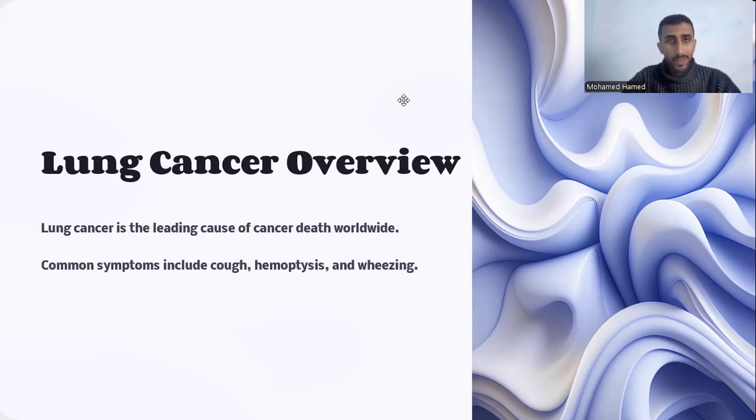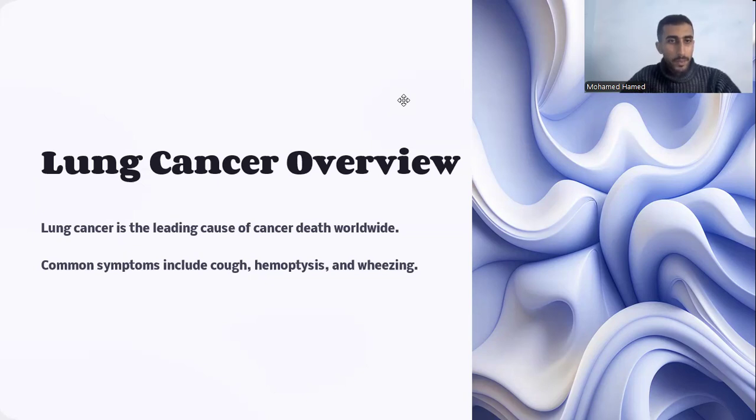There are common symptoms of lung cancer, such as cough, hemoptysis, wheezing, weight loss, and cachexia, but they are not very specific for lung cancer. For example, hemoptysis may be found with pulmonary edema and bronchiectasis, and cough may happen with pneumonia and bronchitis. So the next step is to do some imaging: chest X-ray and CT scan.